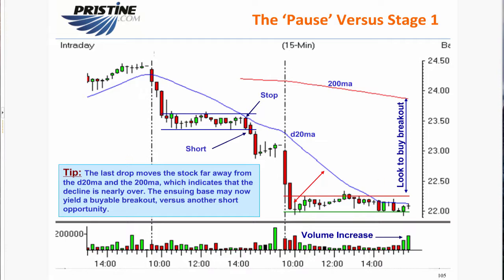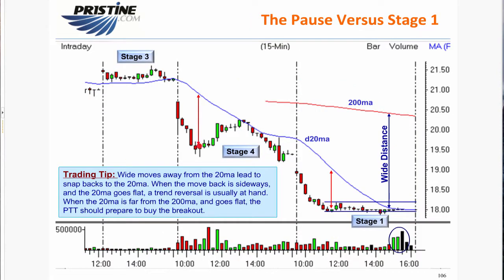Same thing here. You can see again, stage 3 into stage 4. You get your retracement. So this, you don't have necessarily a pause, but what you do have is a sell setup, a pristine sell setup back into the declining 20 MA, bottoming tails having no follow through. So this is something that you could look at getting short based upon.